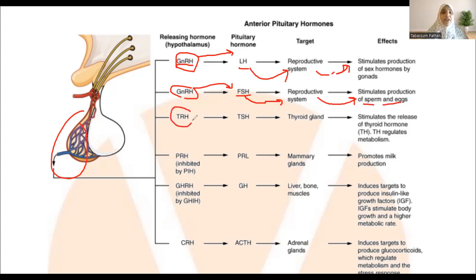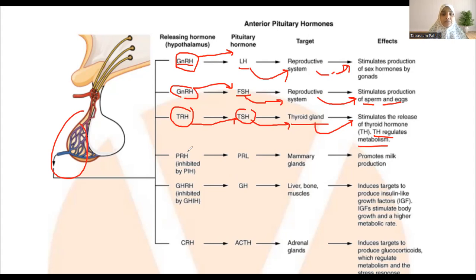Then thyroid releasing hormone. The hypothalamus releases thyroid releasing hormone. This triggers the pituitary to produce thyroid stimulating hormone. Then this thyroid stimulating hormone will go to the thyroid gland and activate it to release thyroid hormones, which will then carry out their function to regulate metabolism. The main function of the thyroid gland is to regulate metabolism, that is, anabolic and catabolic activities.